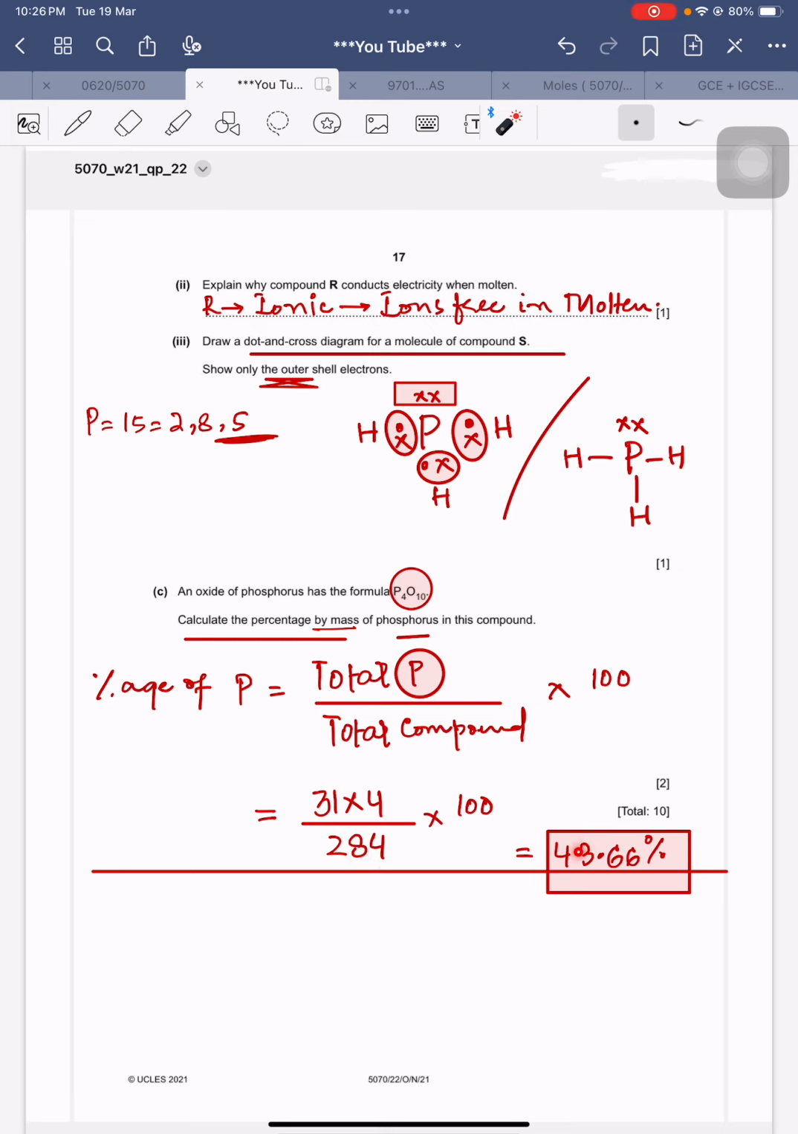Okay, and this is why the percentage is mentioned over there. Okay, so percentage is calculated like this.